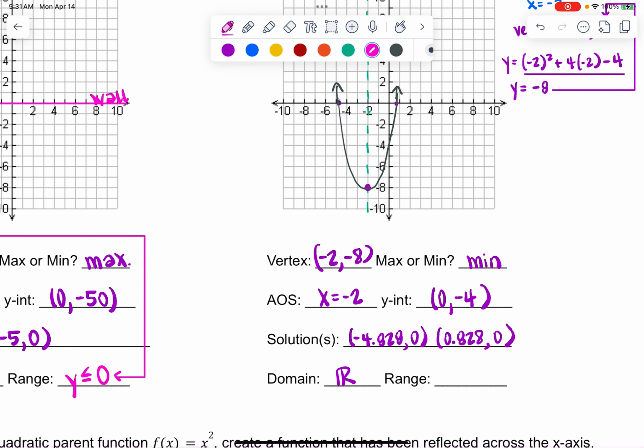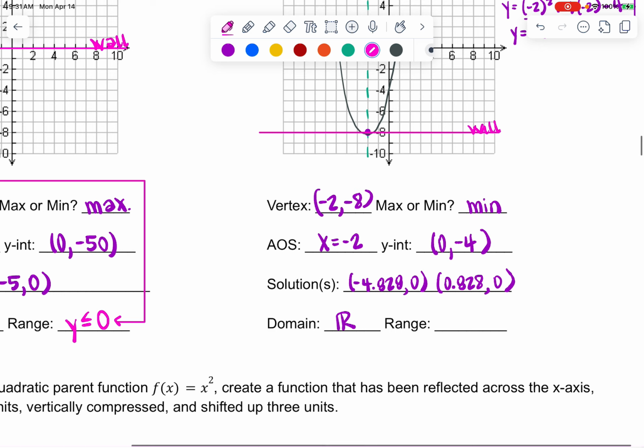Okay. And then, of course, the range, right? Our graph's trying to go down forever and ever and ever, but it hits a wall and then has to turn back around, right? So clearly, the y value of that wall is negative 8, and our graph is above it. So y is everything greater than or equal to negative 8. Okay.